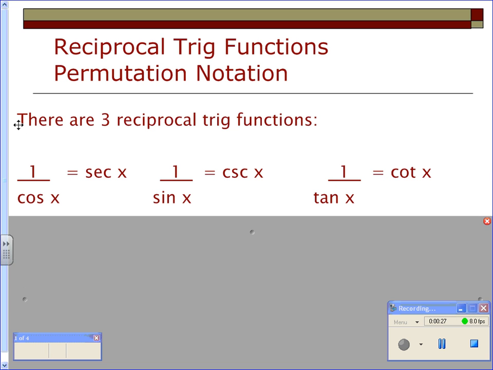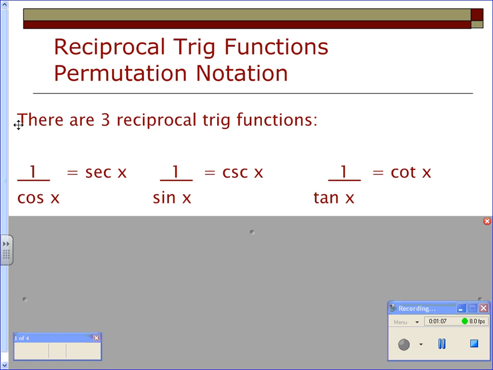There are three reciprocal trig functions. Have y'all heard of cosecant, secant, or cotangent? 1 over cosine is secant, 1 over sine is cosecant, and 1 over tangent is cotangent. Did we do these last year? Okay, I couldn't remember if we had done this last year. You probably didn't use them much. The lesson was just on introducing them.